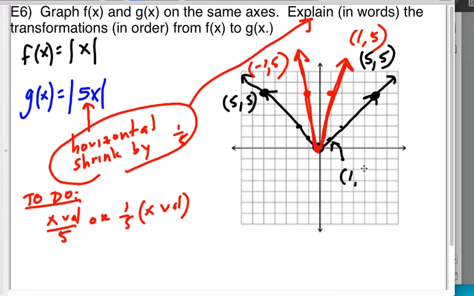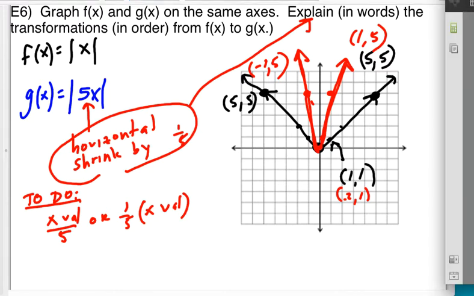This point was originally 1, 1. It's now going to be 0.2, 1 because I'm dividing 1 by 5, right? And you can kind of see that that's where that point would be, 0.2, 1. And the same thing here, this is going to end up being 0.4, 2, and 0.6, 3, and 0.8, 4. It's not ideal, but that's the gist.